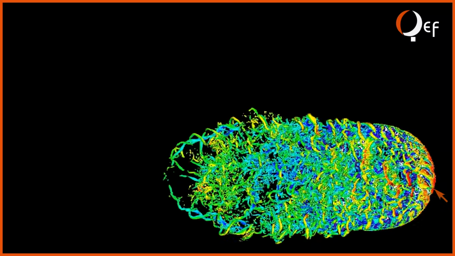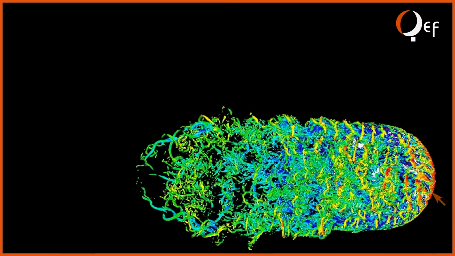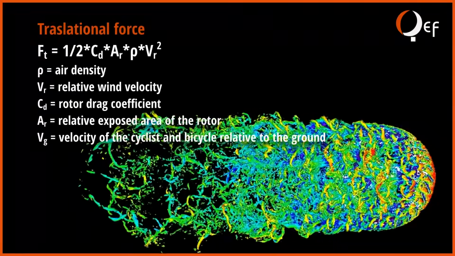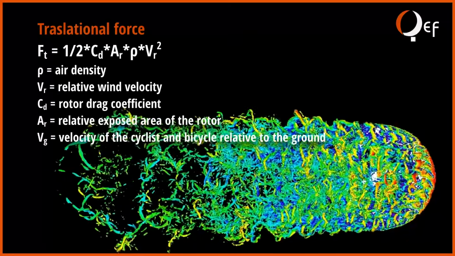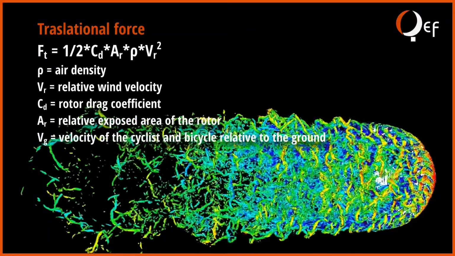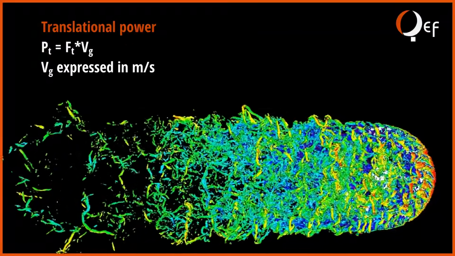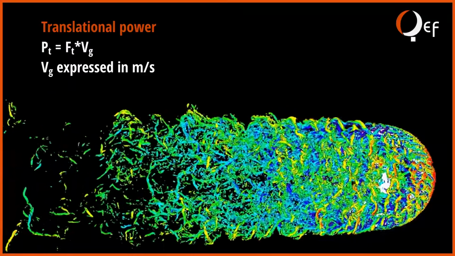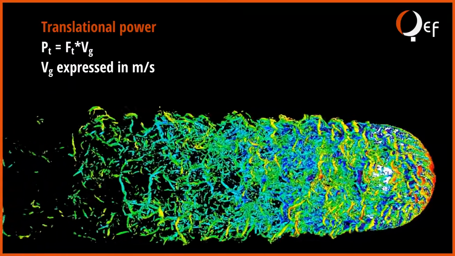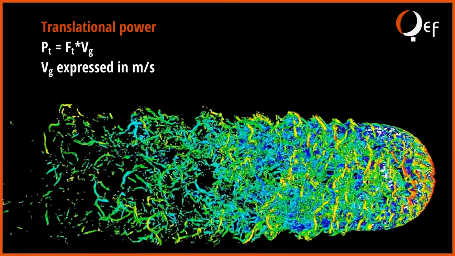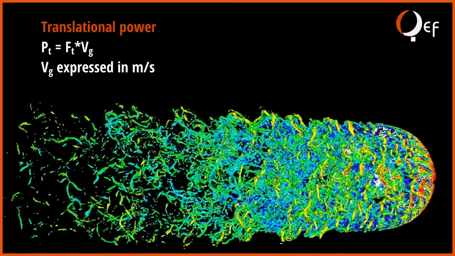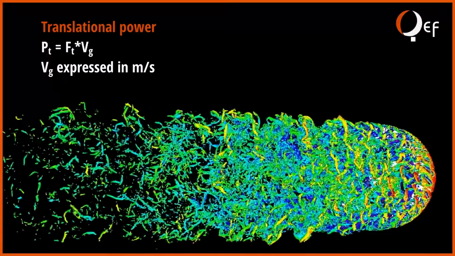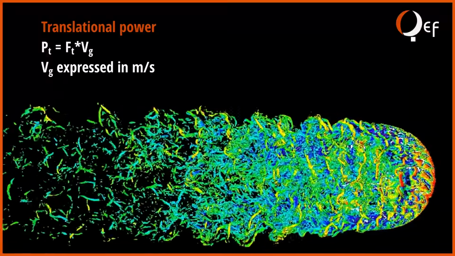The spinning rotor into the moving fluid creates a frontal force called the translational drag force, noted as Ft. To find aerodynamic power dissipation, Ft is multiplied by the bicycle velocity. It's important to note that when calculating force, the relative velocity is used. However, when calculating power, the force must be multiplied by the ground velocity, which corresponds to the cyclist's velocity.